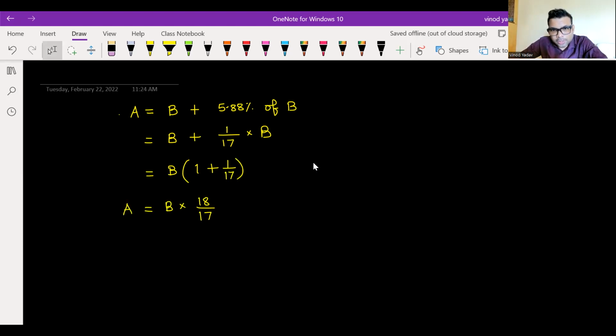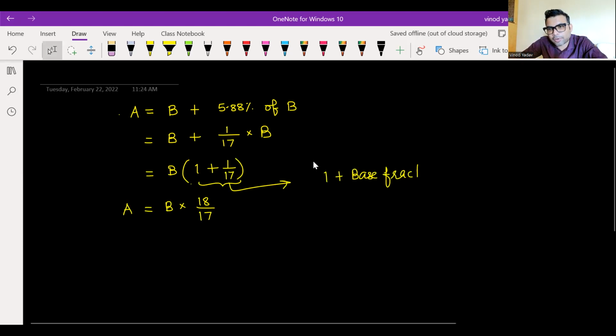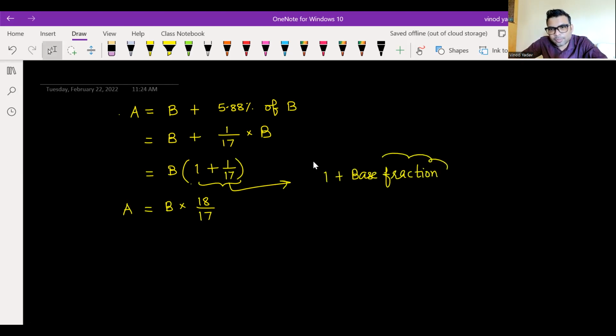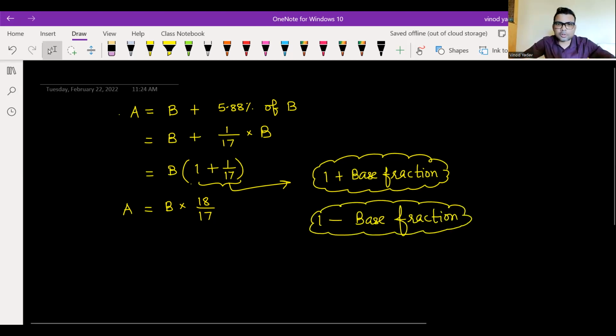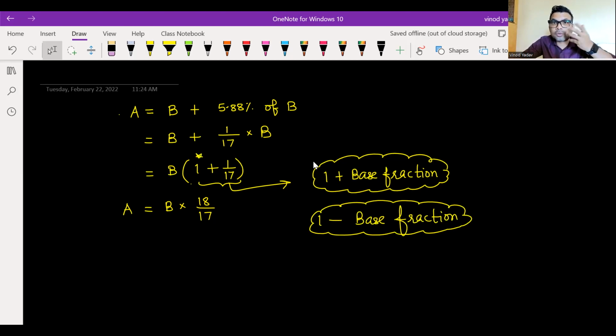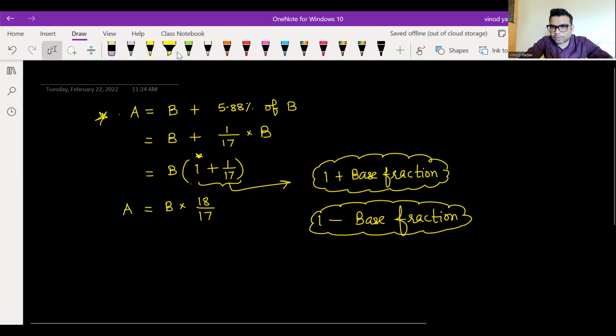So this format only we are calling 1 plus base fraction. That 1 by 17 we are terming as the base fraction, friends. And 1 plus base fraction will be your final fraction. And if there's a decrease, of course, 1 minus base fraction. This is the thought. That is why that 1 came into the picture. You might be wondering how come that 1 is there. This is the funda. You got it? All right.